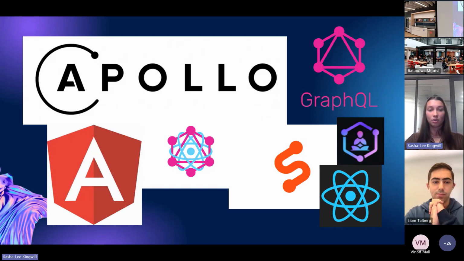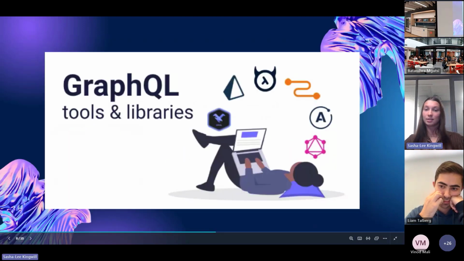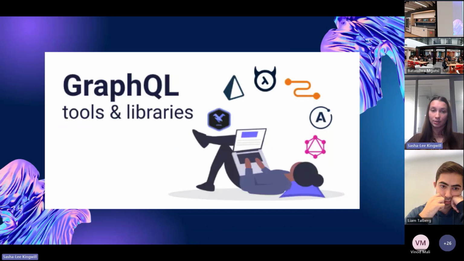Relay provides a set of powerful tools for managing data fetching, caching, and synchronization in React applications. Its declarative approach to data fetching and strong integration with React components make it an asset for building sophisticated GraphQL-powered applications.